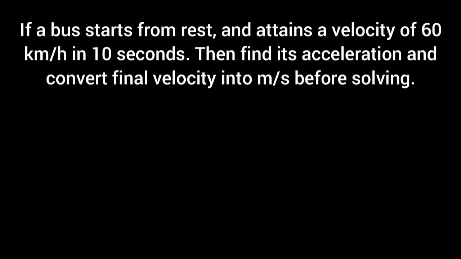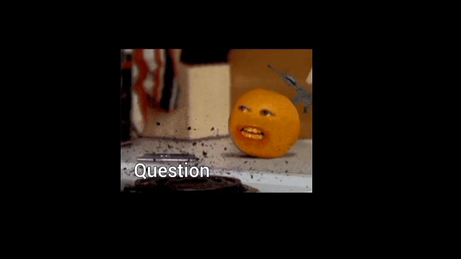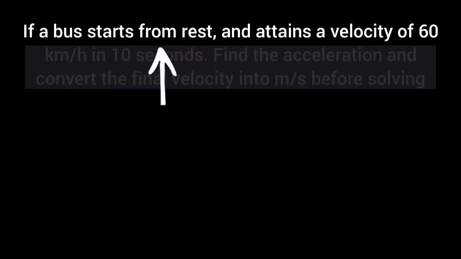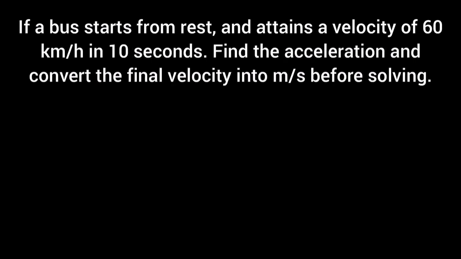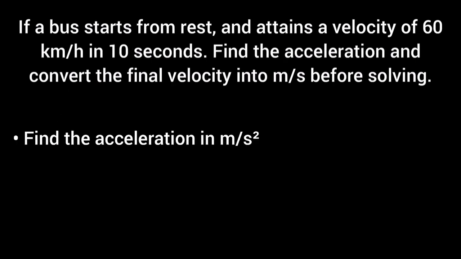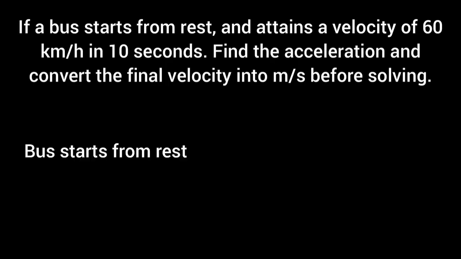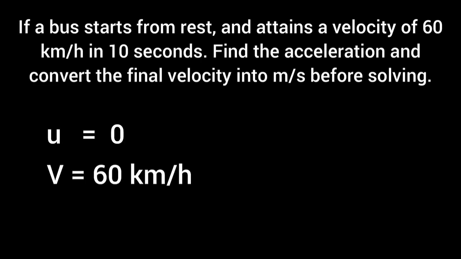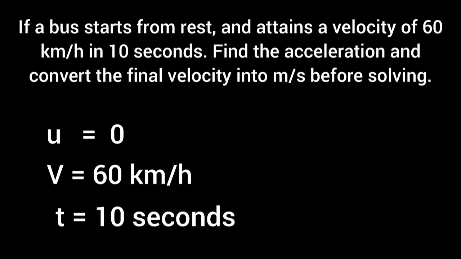Let's do some problem solving. This stuff seems scary, but let's break it down. The question says that a bus starts from rest and attains a velocity of 60 km per hour in 10 seconds. Find the acceleration in meter per second square, and also convert the final velocity into meter per second before solving. According to the question, the bus starts from rest, which means the initial velocity is 0. The final velocity is given as 60 km per hour, and the time is 10 seconds.